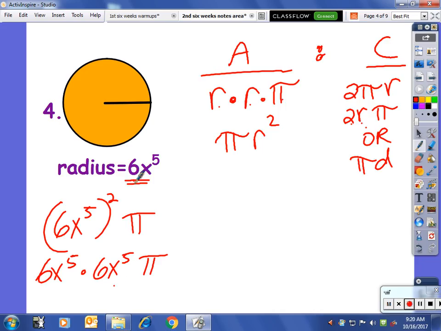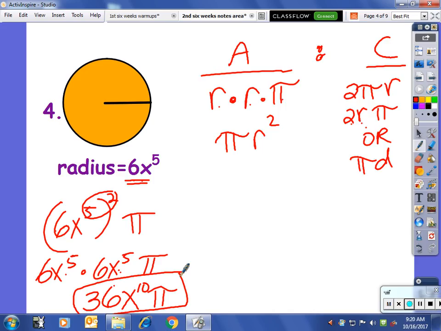I just think of it as 6 times 6, which is 36. Again, 6 squared is also 36. And then x to the 5th times x to the 5th is x to the 10th. Same thing here. 5 times 2 is 10. And then don't forget to stick a pi on it. You did the top one? These are the same thing. It's just I find most kids make less mistakes when it's written this way.